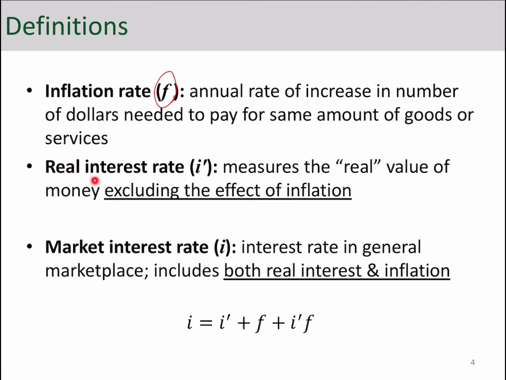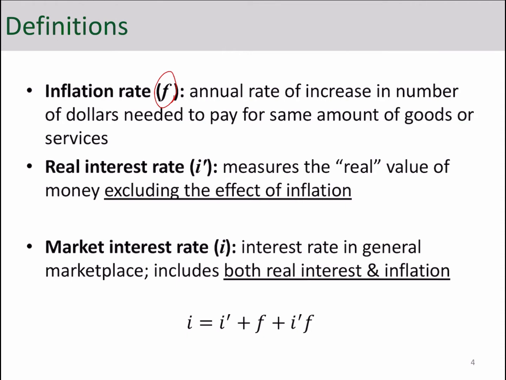And then we have the real interest rate. We show that with I prime, and that measures the real value of money excluding the effect of inflation. So we're essentially taking out the effect of inflation. You'll see how, and you'll see more details about it. And then we have the market interest rate, I. And the market interest rate is the interest rate that you know of.